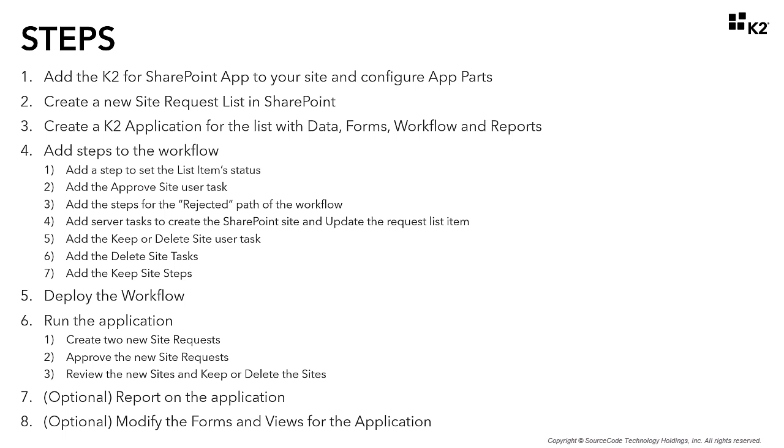Once the workflow is built, I'll use steps 5 and 6 respectively to show you how to deploy the workflow to the K2 system and then run through testing it to make sure that it works. Steps 7 and 8 will be optional, but if you'd like to stick around, I'll show you the reporting options that K2 gives you out of the box for your application in step 7, and finally in step 8, I'll show you how to modify the forms and views generated for your application.